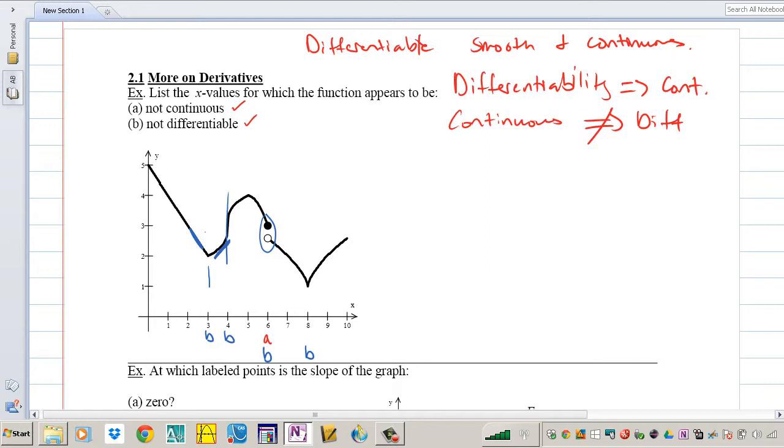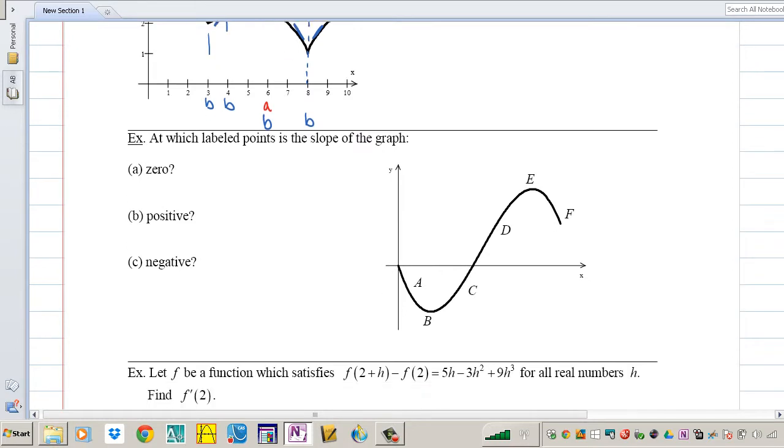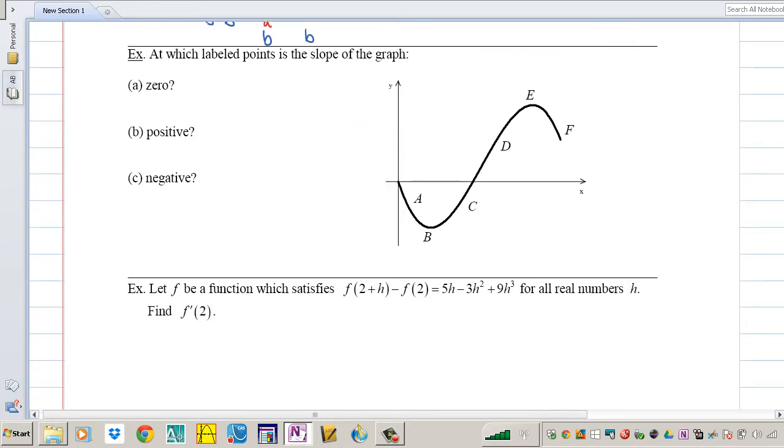Same goes for x equals 8. If I look at the slope from the left, I get pure negative slopes, but the slopes from the right are positive. What is the slope at exactly x equals 8? Well, at x equals 8, it's a vertical tangent, and we know that the slopes of vertical lines are undefined. So the slope is not defined, which means the derivative does not exist. Example number 2: here we're given a graph, and we have to find these 3 characteristics of the graph.